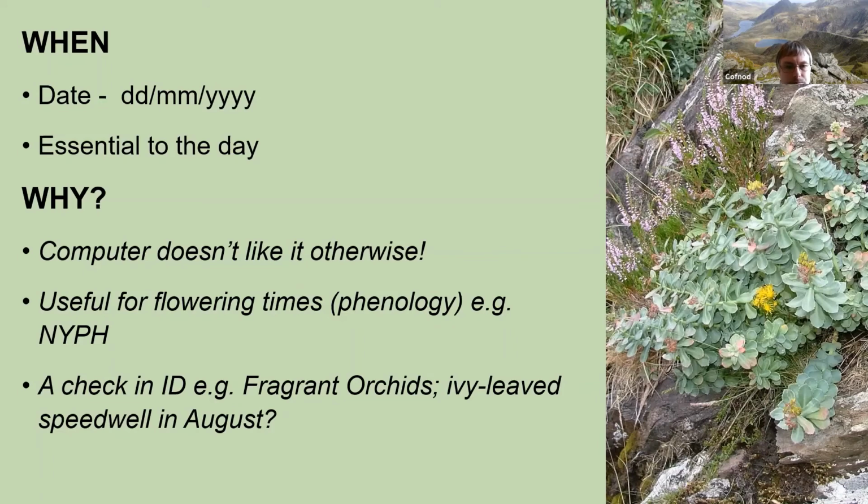And dates are useful as well, because if you've got to distinguish the fragrant orchids, flowering time is really important. So we do need to know precise dates for those. And it also helps me verifying. Sometimes I get, for example, people recording ivy-leaved speedwell in August. I don't think so. It's been and gone by then. It's an annual and it will have died. So that often also helps me corroborate identification.